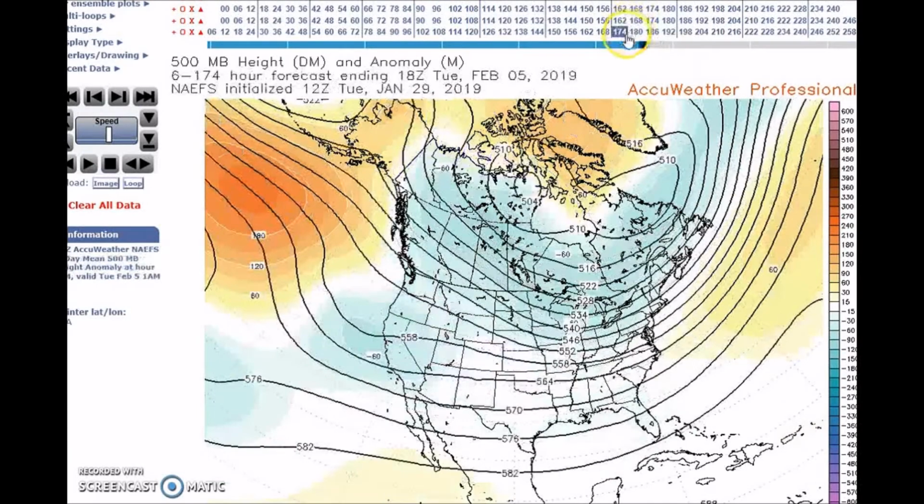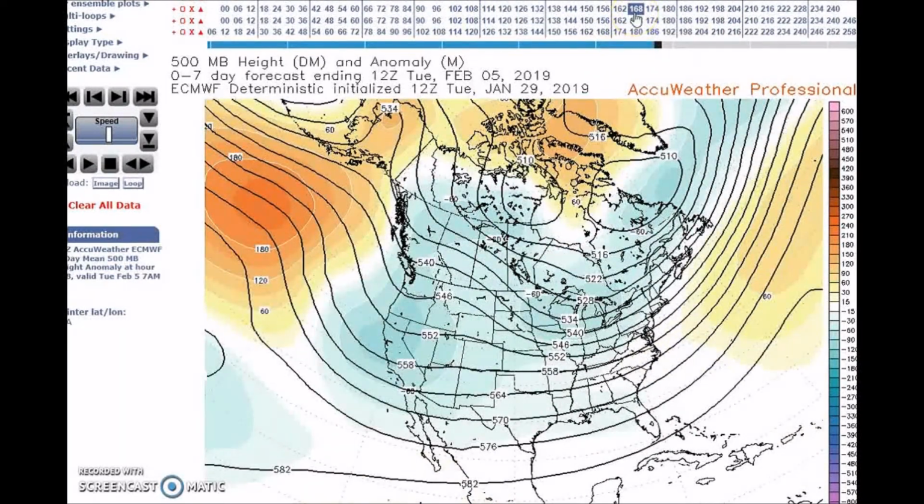And we look at the rest of the models. They're in pretty good agreement. This European deterministic shows a weak trough across much of the nation, but with a flat flow. Also, during this period, the ridge will break down and will be followed by Pacific systems, and will produce a swath of rain and snow across California into the southwest.